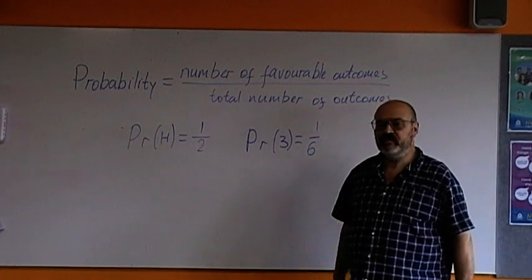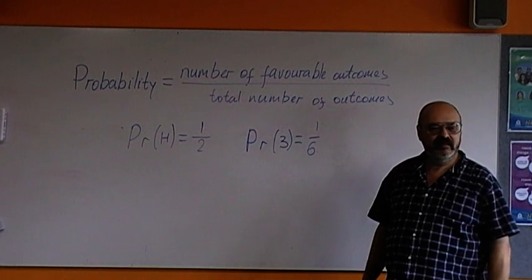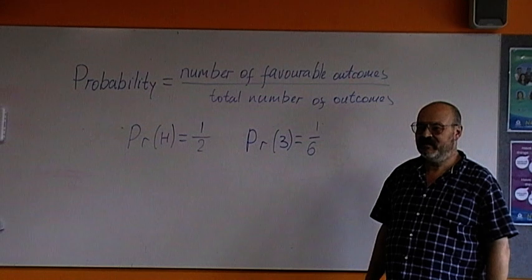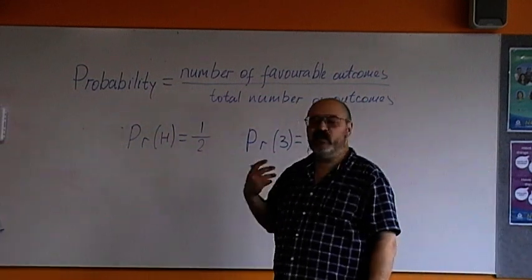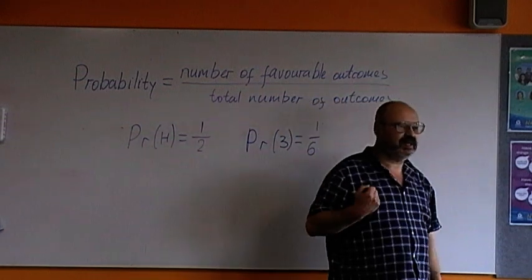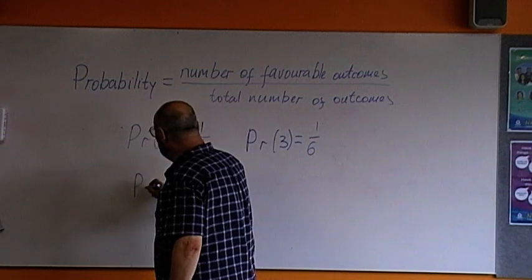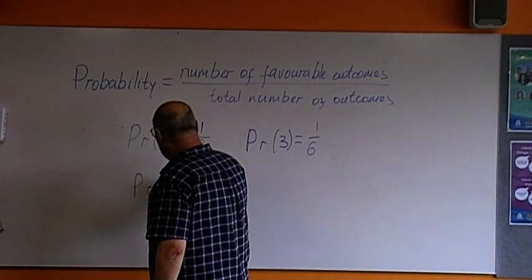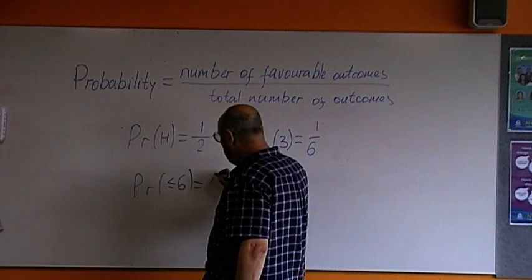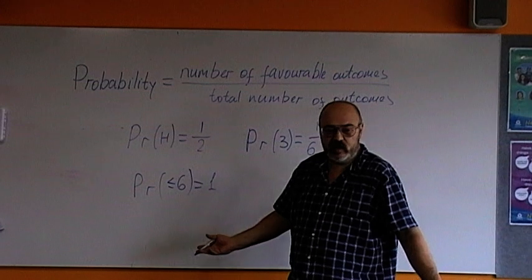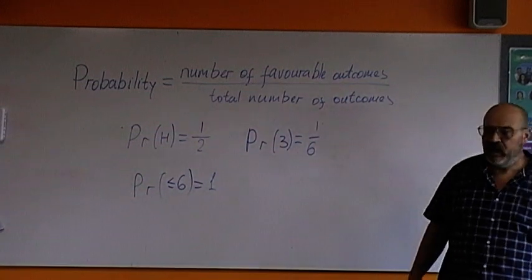It's impossible. What is the maximum the probability can be? 1. The maximum the probability can be is 1. That means something definitely happens. So when you roll a die, what will be the probability of getting a number less than or equal to 6? 1, because it will be 6 over 6, which is 1. So the biggest the probability can be is 1.